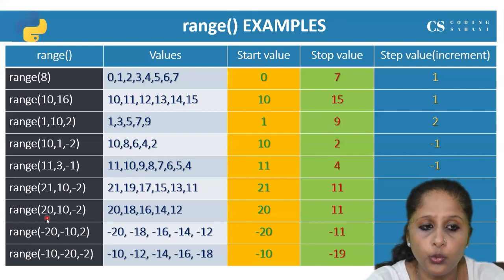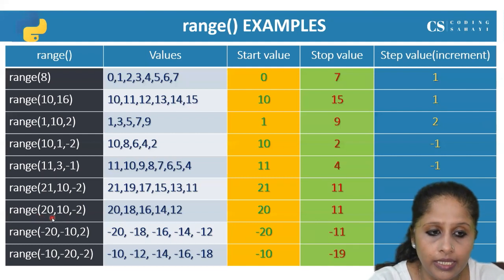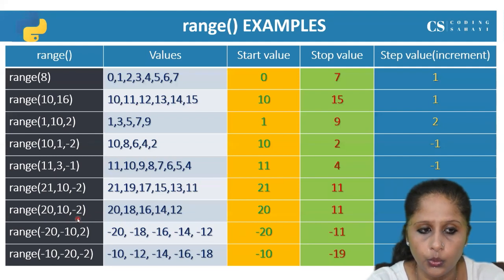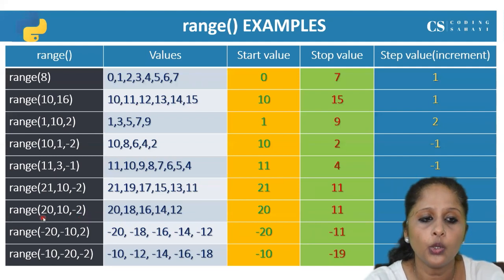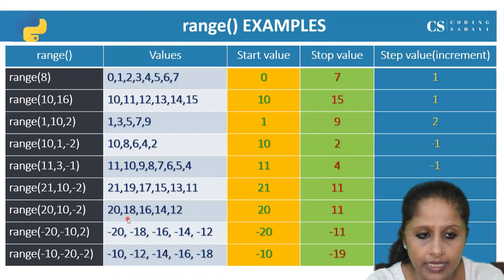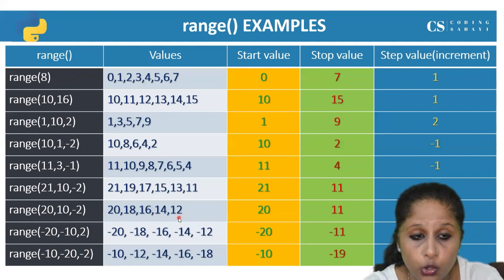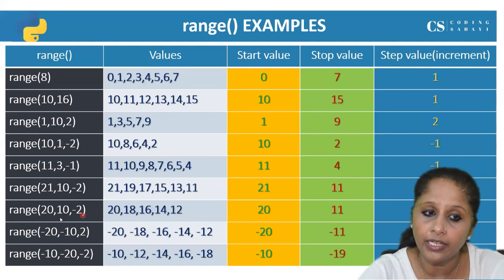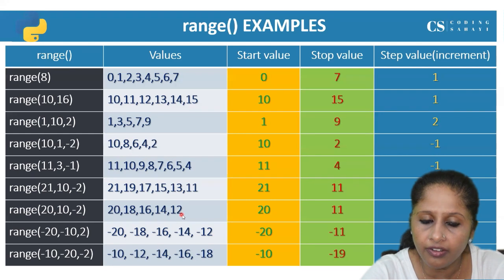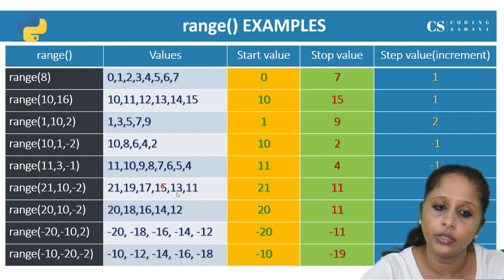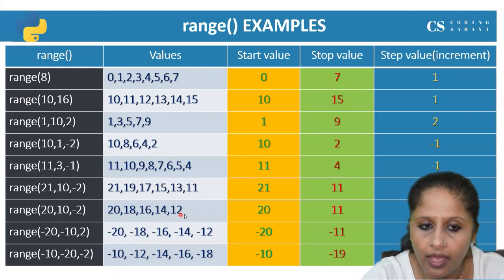Next question, range of 20, 10, minus 2. So here the initial value is 20 till 10 means till 11. Okay, and it is minus 2. It is decrementing by 2. Okay, so here 20 plus minus 2 it is 18. Then 18 plus minus 2 16. 16 minus 2 14. 14 minus 2 12. Whether it will execute that 11? Actually the loop is till 11. But we have a step value here. So whenever it reaches 12, 12 minus 2 it is 10, 10 is not included in this range. So that won't be executed. So you are getting the answer as here.